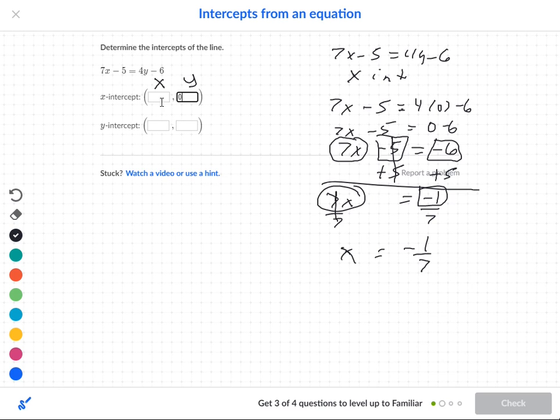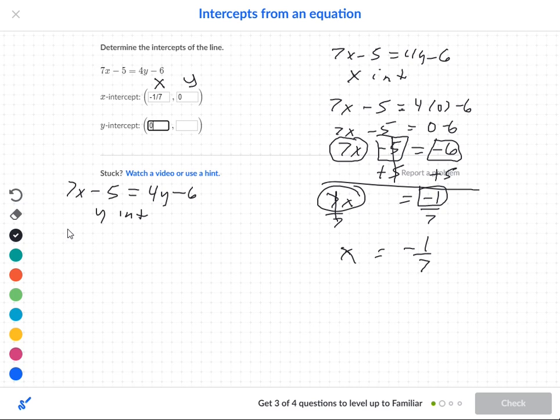So I'll come over here and type in the negative 1 slash over 7. So negative 1 over 7. Now I'm going to do my y-intercept. I only want a number for y. I didn't talk about the x, so I make the x 0. So let's go ahead and do the same equation. 7x minus 5 equal to 4y minus 6. This time we're doing the y-intercept.